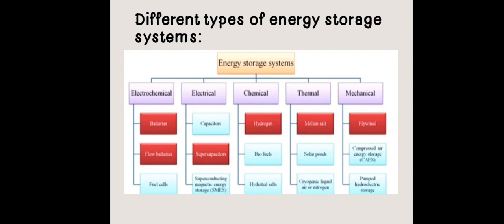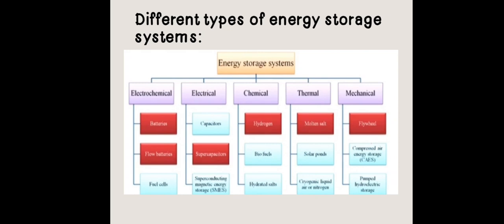Fourth one is thermal energy storage system. Thermal energy storage is another method for adjusting the time discrepancy between power supply and demand. Excess thermal energy is stored in a material as sensible or latent heat by warming or melting the material. The thermal energy is utilized later by cooling the material back down. Basically, it is divided into molten salt, solar ponds, cryogenic liquid air, or nitrogen.